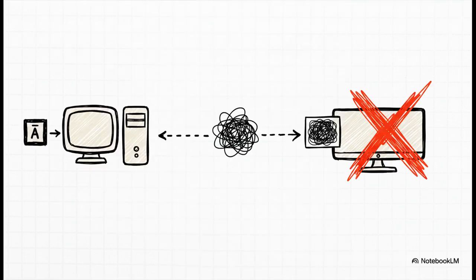And this created a massive problem. If you tried to send a message from one computer to another, there was a good chance it would just arrive as total gibberish. This lack of interoperability was a huge roadblock to progress. I mean, you couldn't build the interconnected world we have today on that kind of shaky foundation.